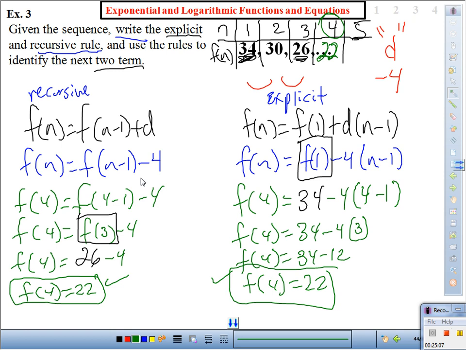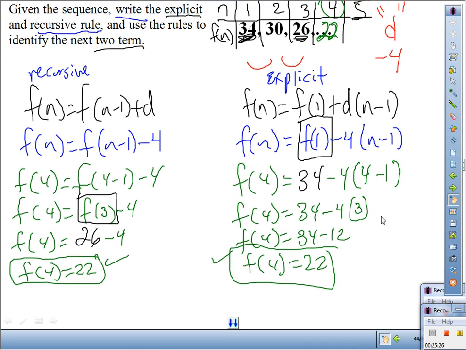Am I done? No, you need to find me the fifth term. Show me the work for the fifth term using both. I already showed you the process. I'll give you some time. Copy that and go. All right. Any questions? Anyone?